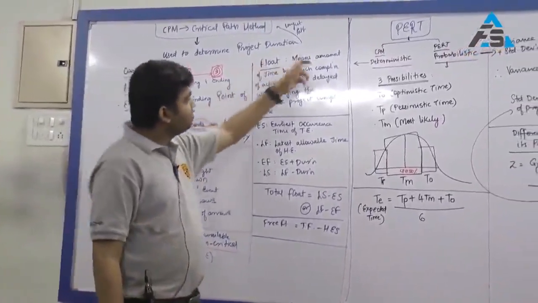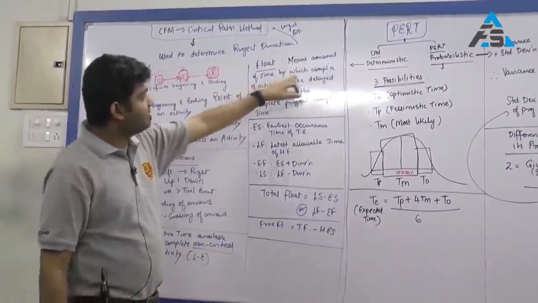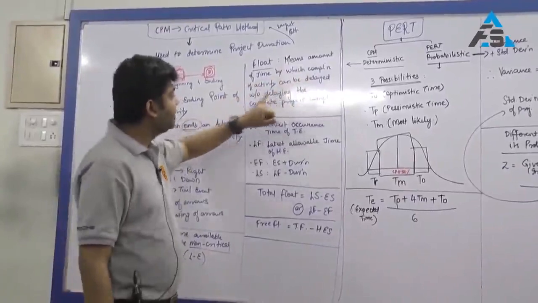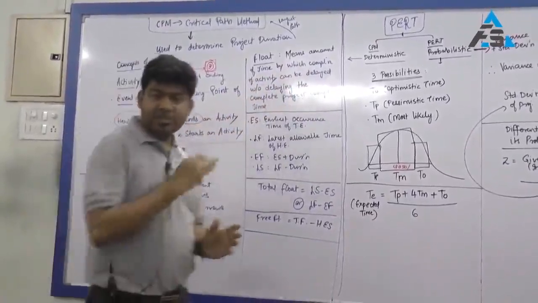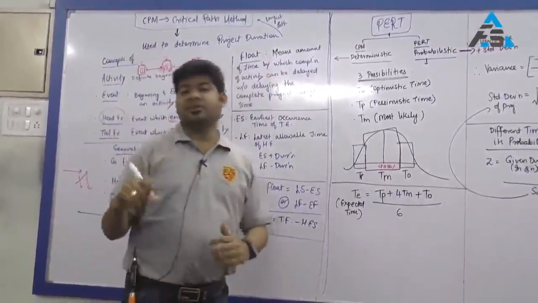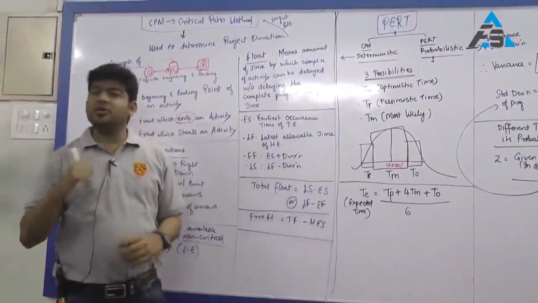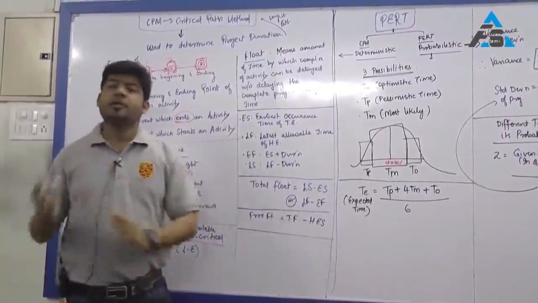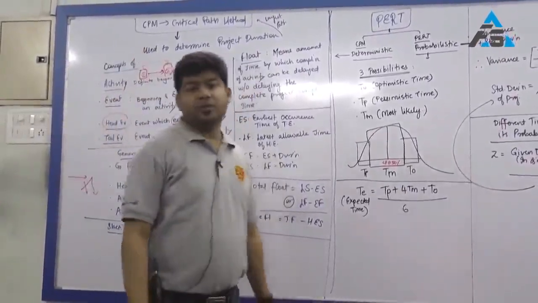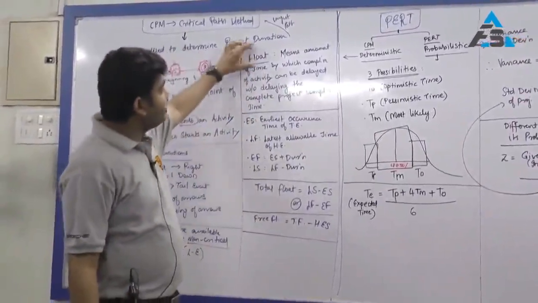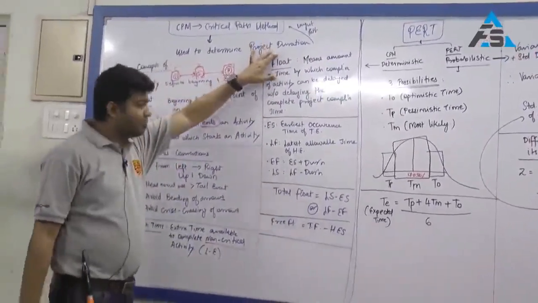Now, float, a similar concept, means the amount of time by which completion of an activity can be delayed without delaying the complete project completion time. So there is an activity 1 to 2, there is an activity 1 to 3. If 1 to 3 is on the critical path, we cannot delay that. But 1 to 2 can be delayed and still the whole project will be completed on time. The duration by which it can be delayed will be called a float.